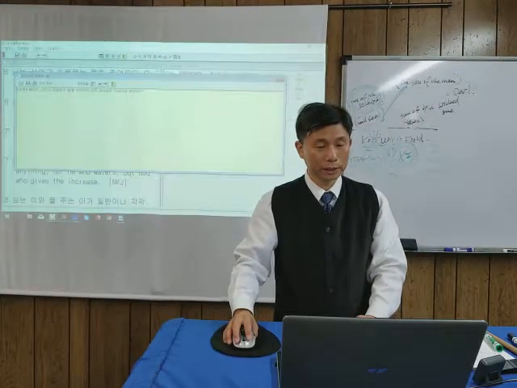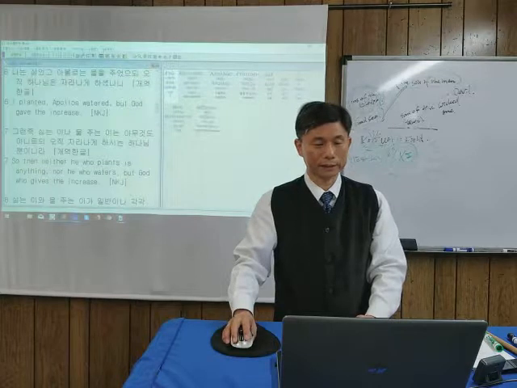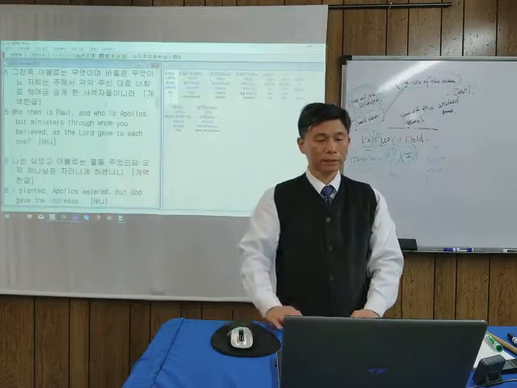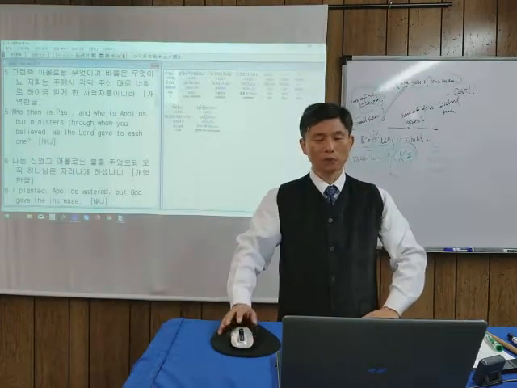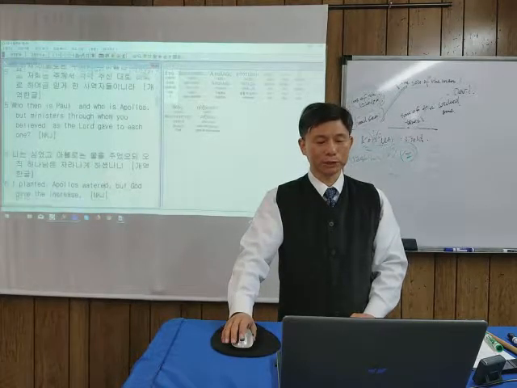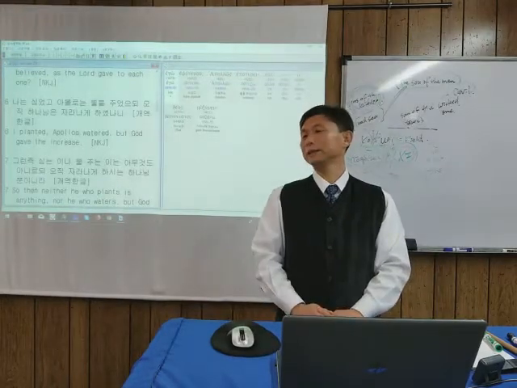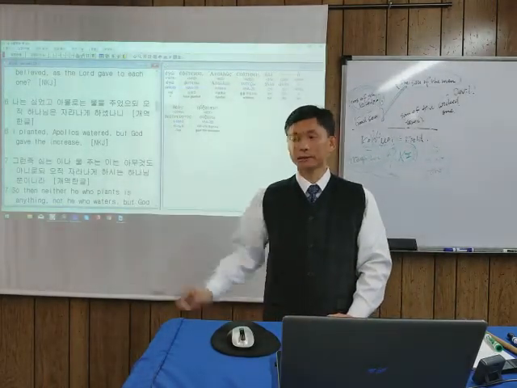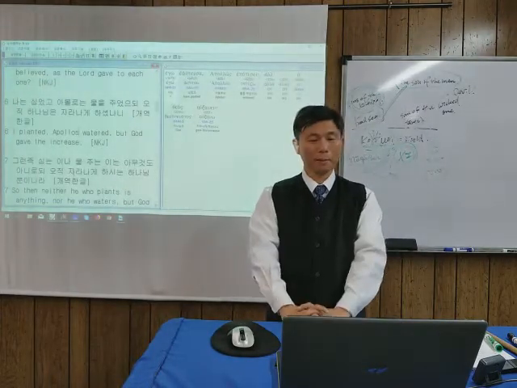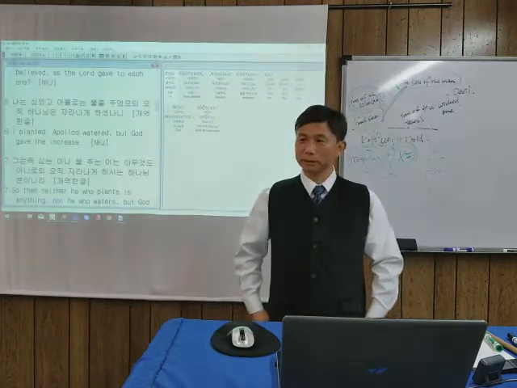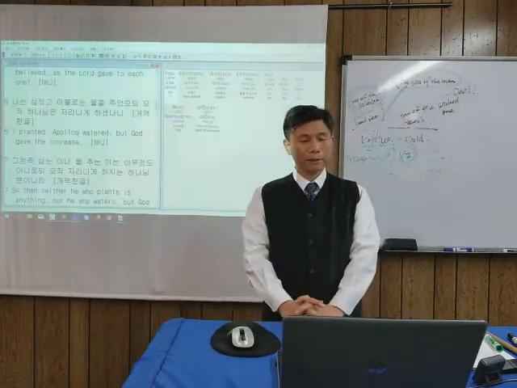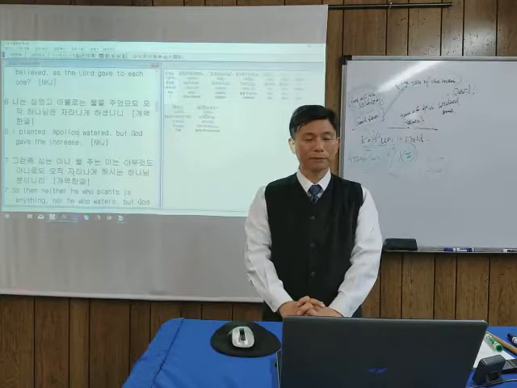That's why when we go to the New Testament, 1 Corinthians 3:6, we can start from verse 5. Who then is Paul? And who is Apollos? But ministers through whom you believe, as the Lord gave to each one. Apostle Paul says, I planted, Apollos watered. So they are called ministers, right? They are both ἄγγελος, messengers. They are both sons of the kingdom. So I planted, Apollos watered, but God gave the increase.